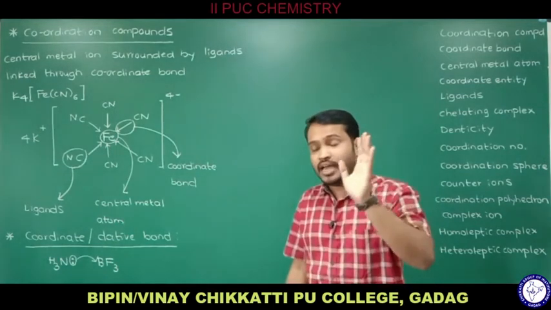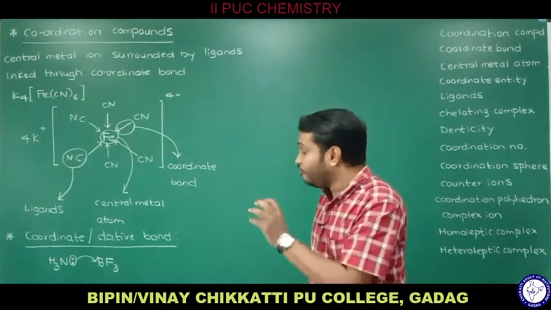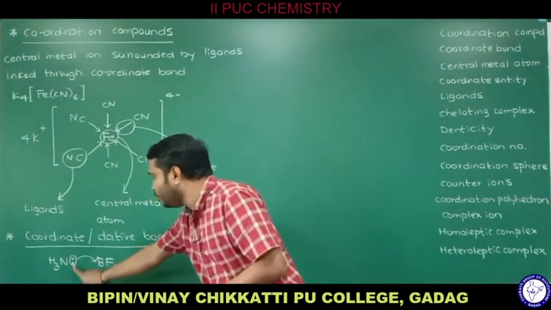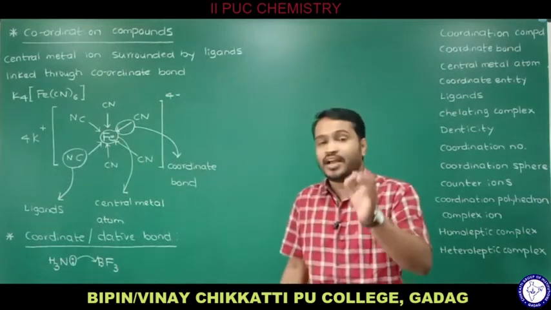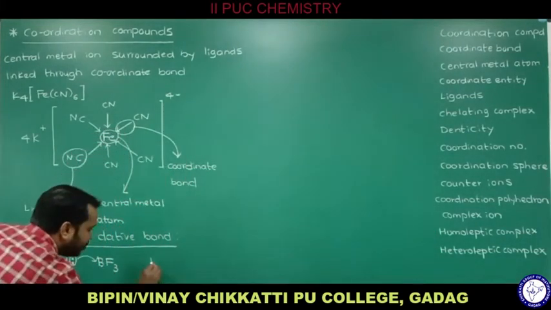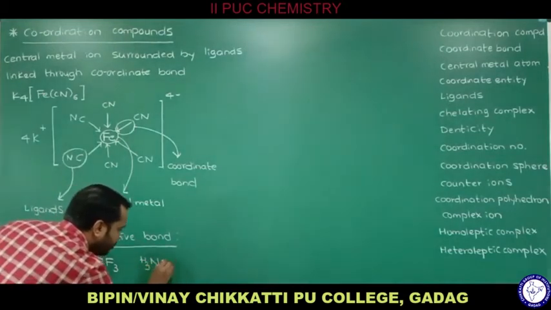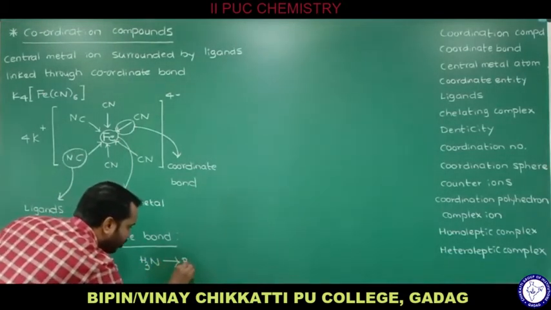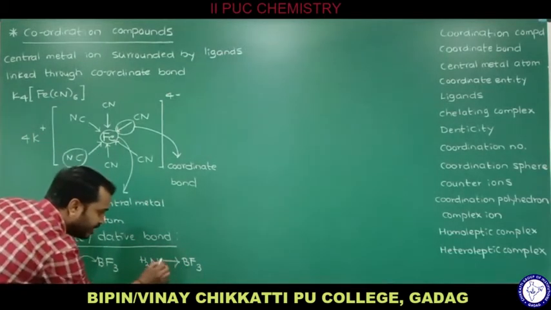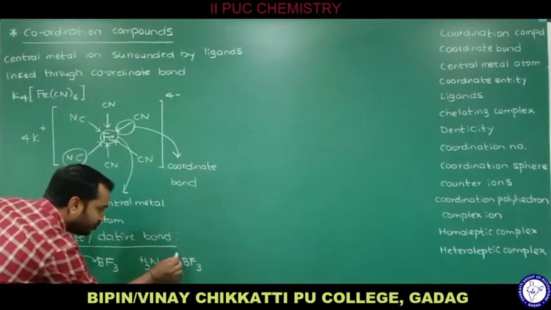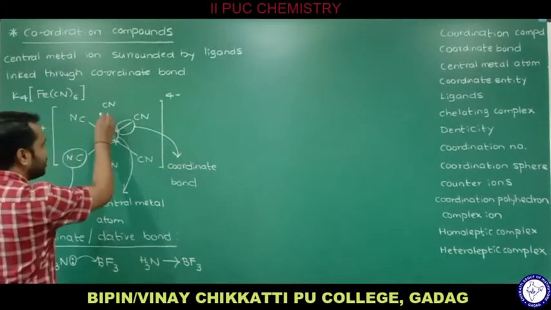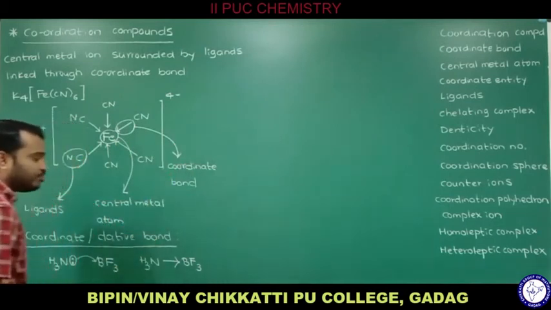So in any compound, in any kind of chemical bonding, if one atom donates a lone pair of electrons to another atom, a kind of bond is formed, that we call a coordinate bond. So how can I write it better? I write NH3. So nitrogen has given the lone pair of electrons to BF3. This arrow mark pointing towards it is the symbol for representation of the coordinate bond. See here, we use the arrow mark, isn't it? So that is the coordinate bond or dative bond.